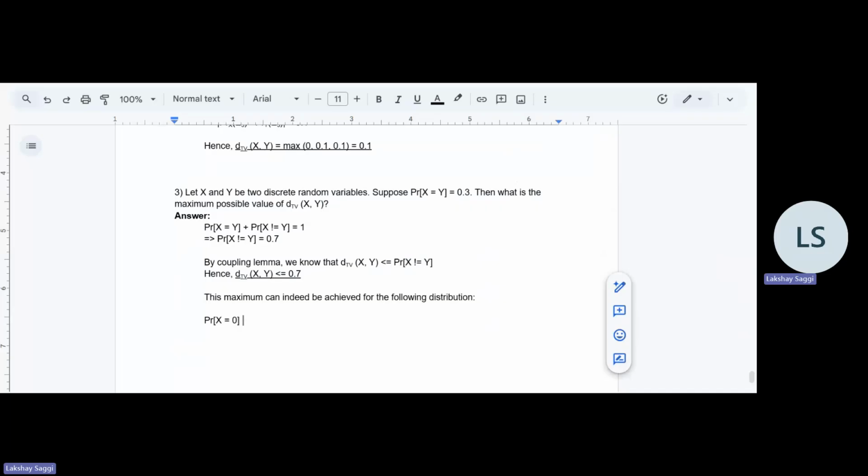Suppose the probability that x equals y, x equals 0, I say that this probability is... okay. So suppose x and y are independent random variables. We are assuming that they are independent random variables.